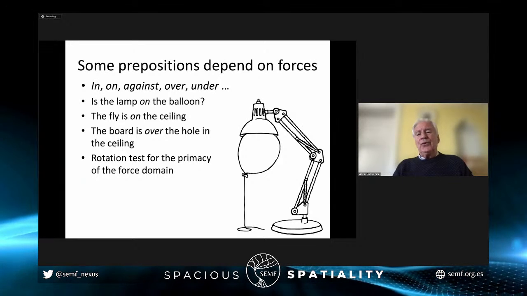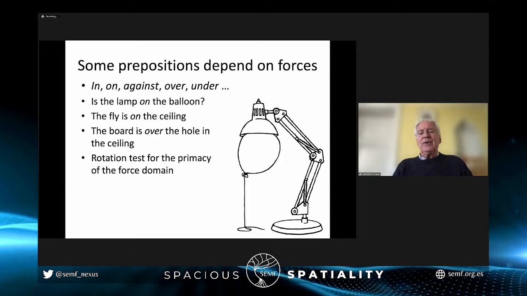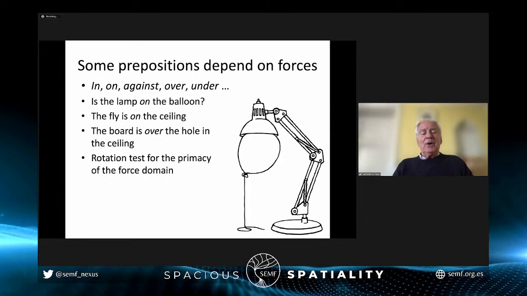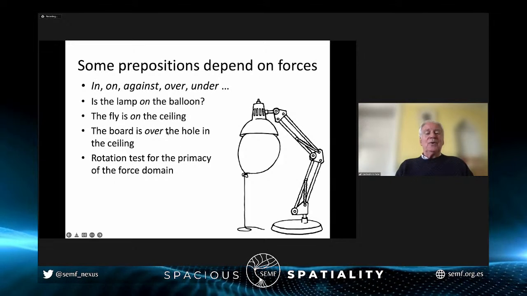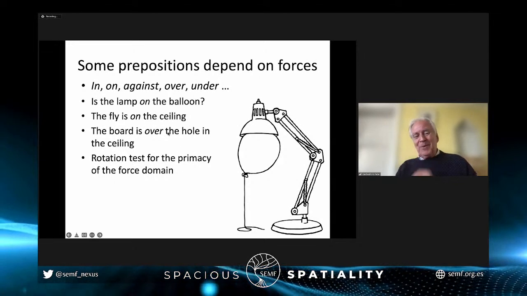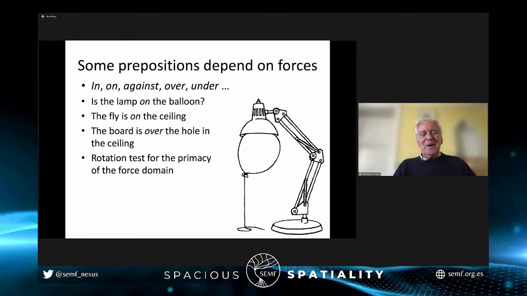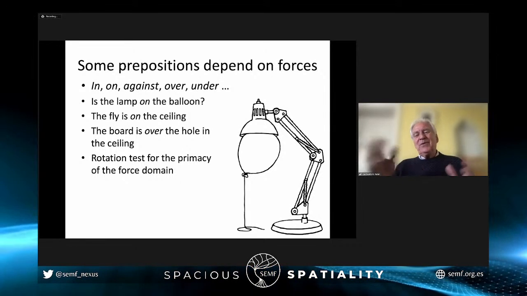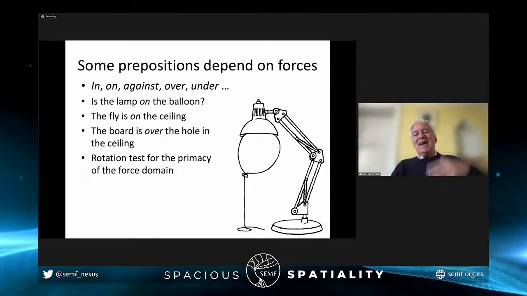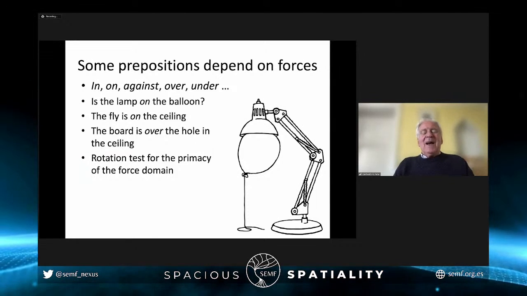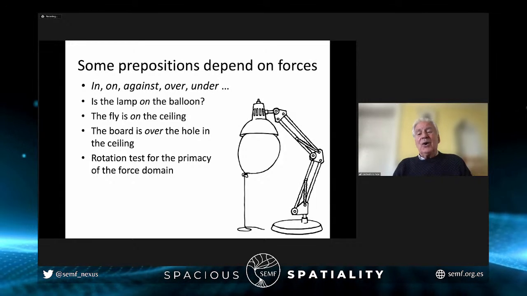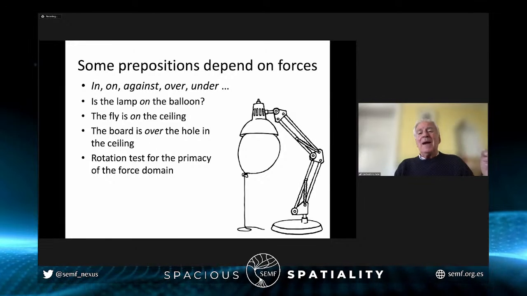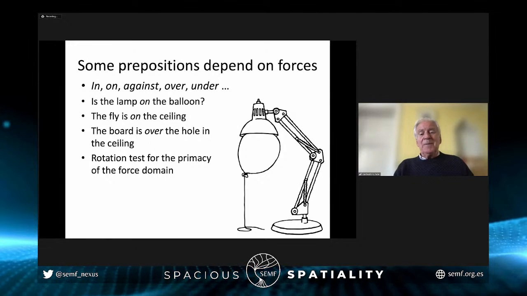The button is on the shirt, and no matter how you rotate the shirt, the button would still be on the shirt. And if you rotate the board, the room, the ceiling here, the board would still be over the hole in the ceiling. The rotation is difficult to perform here. But basically, the force relation would remain the same, even if you make a spatial rotation. And that's why I argue that the force domain is the primary domain for these prepositions.